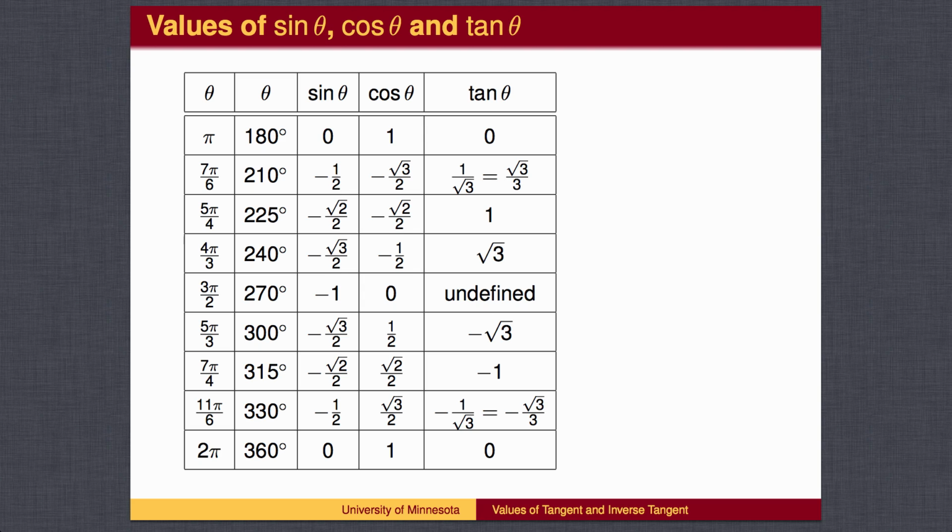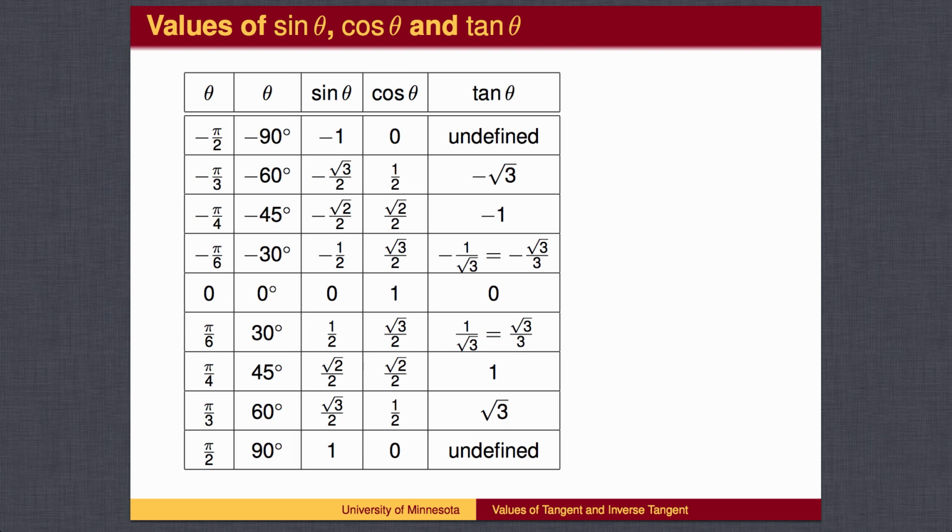Notice that the values of tangent are positive in the third quadrant, since both the sine and cosine values are negative. The values of tangent are negative in the second and fourth quadrants. We can also go clockwise around the circle to get values for tangent for negative angles.